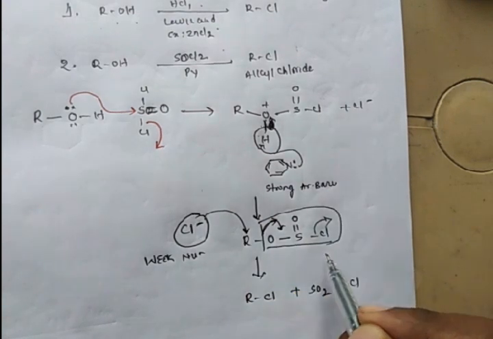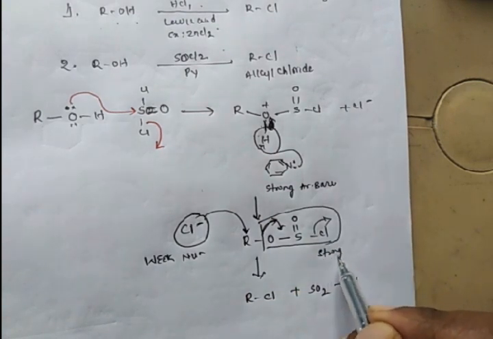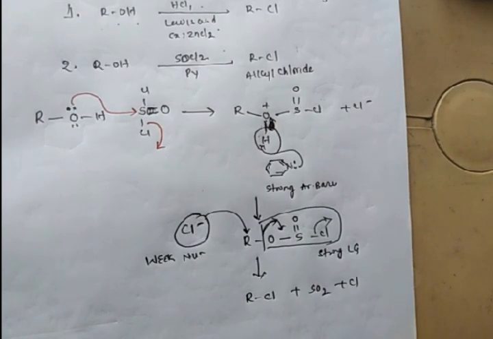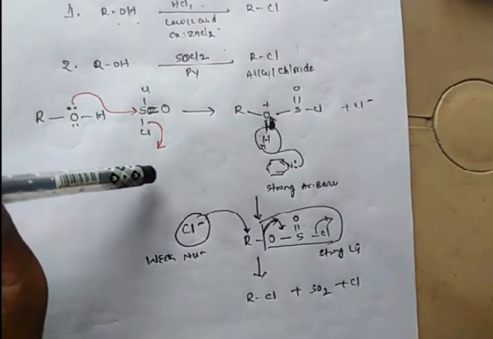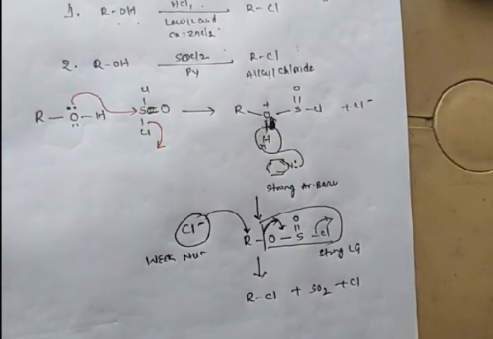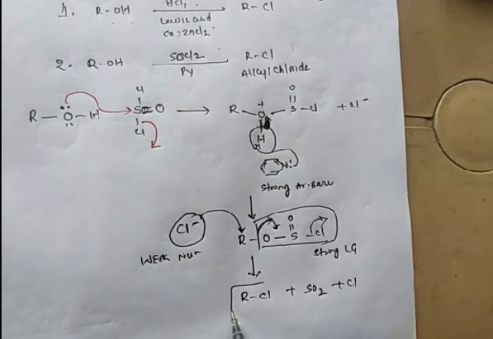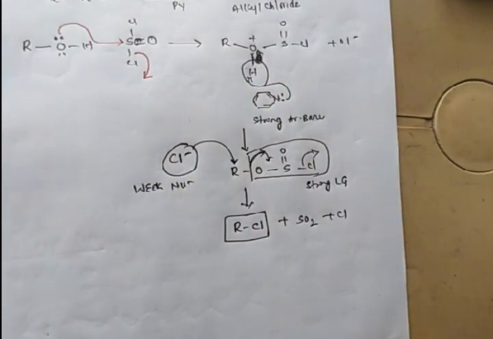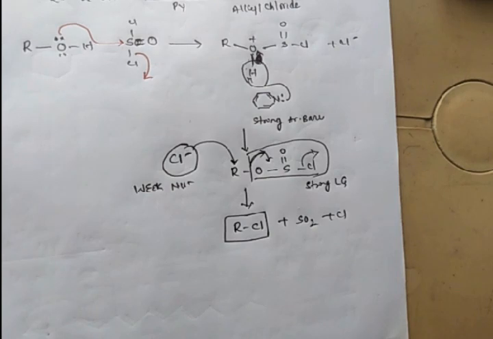This composition is a strong leaving group. So when any molecule has a strong leaving group, even though a weak nucleophile attacks, it will result in the leaving of the strong leaving group. So this weak nucleophile attack results in the leaving of this strong leaving group and forms alkyl chloride. This is about the conversion of an alcohol into an alkyl chloride.